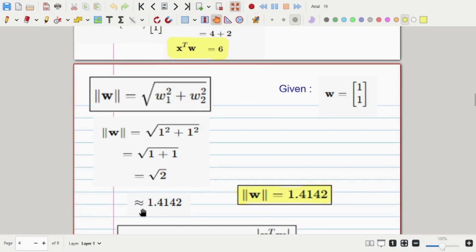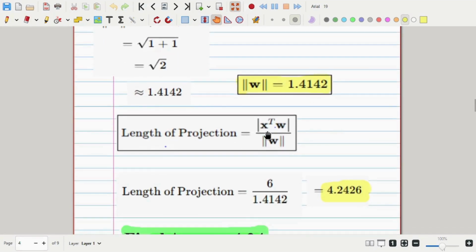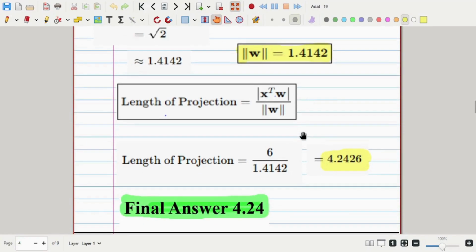Square root of 2 is approximately equal to 1.4142. Therefore the norm of vector W is 1.4142. So substitute this value in our formula. The formula is the absolute value of x transpose W divided by the norm of vector W. Just now we calculated x transpose W as 6 and the norm of W as 1.4142. So 6 divided by 1.4142 is equal to 4.2426. So our final answer is 4.24.